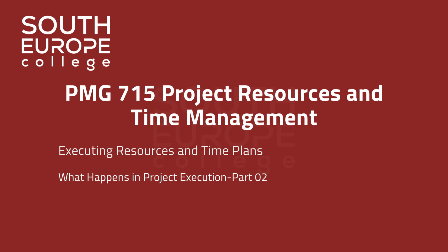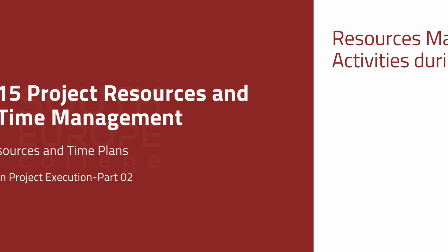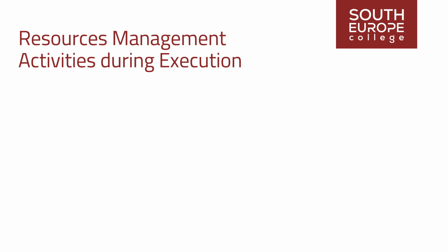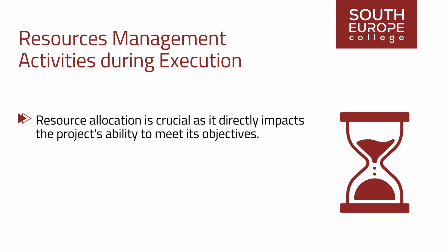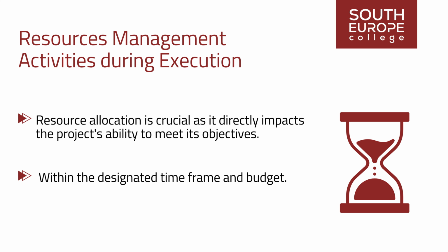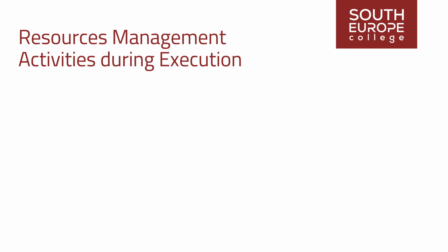This segment will cover what happens in project execution. Part 2. During the execution phase of a project, resource allocation becomes especially crucial as it directly impacts the project's ability to meet its objectives within the designated timeframe and budget. Here's how resource allocation is managed during project execution.